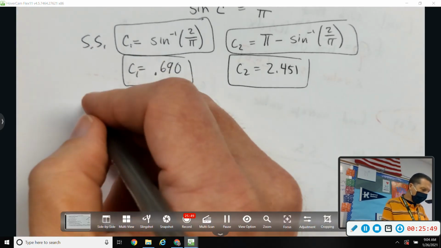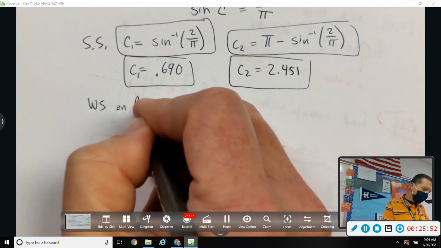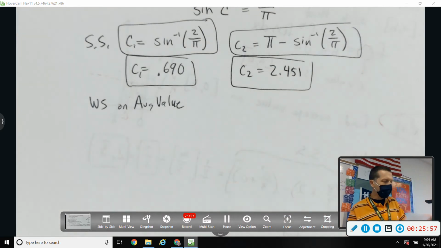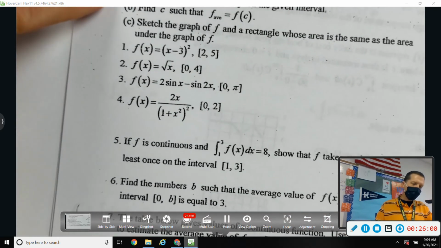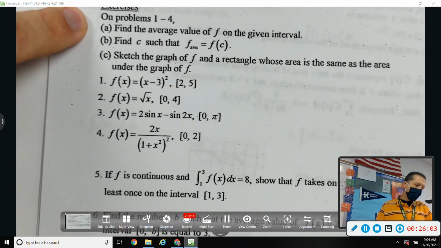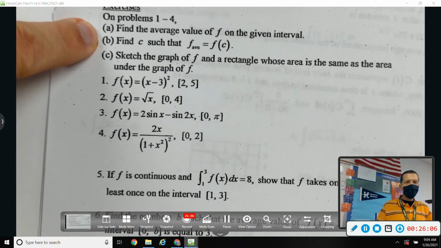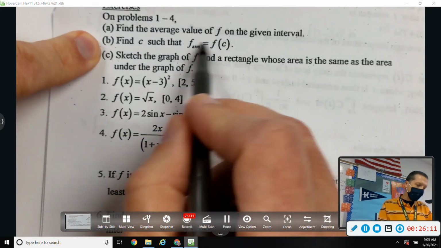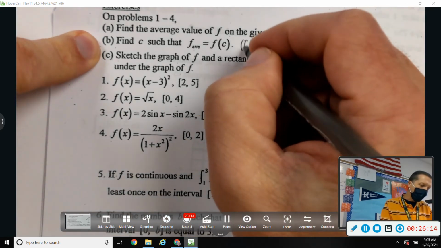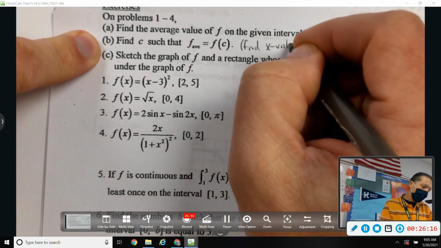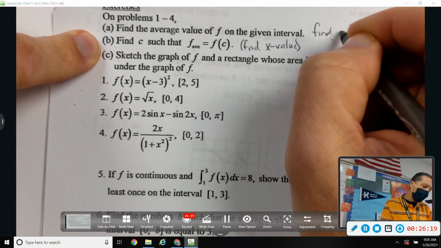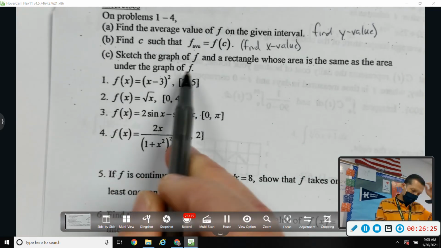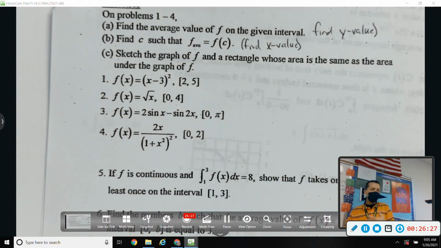All right, the assignment is the worksheet on average value. Answers are posted in Schoology, and you can kind of see what the directions are. On problems 1 through 4, part A, find the average value. So that's the average height. Part B, find C such that the average value equals f of c. So that means find the x value. Part A is find the y value, the average height. Part C is basically sketch a graph that helps you make sense of the picture.